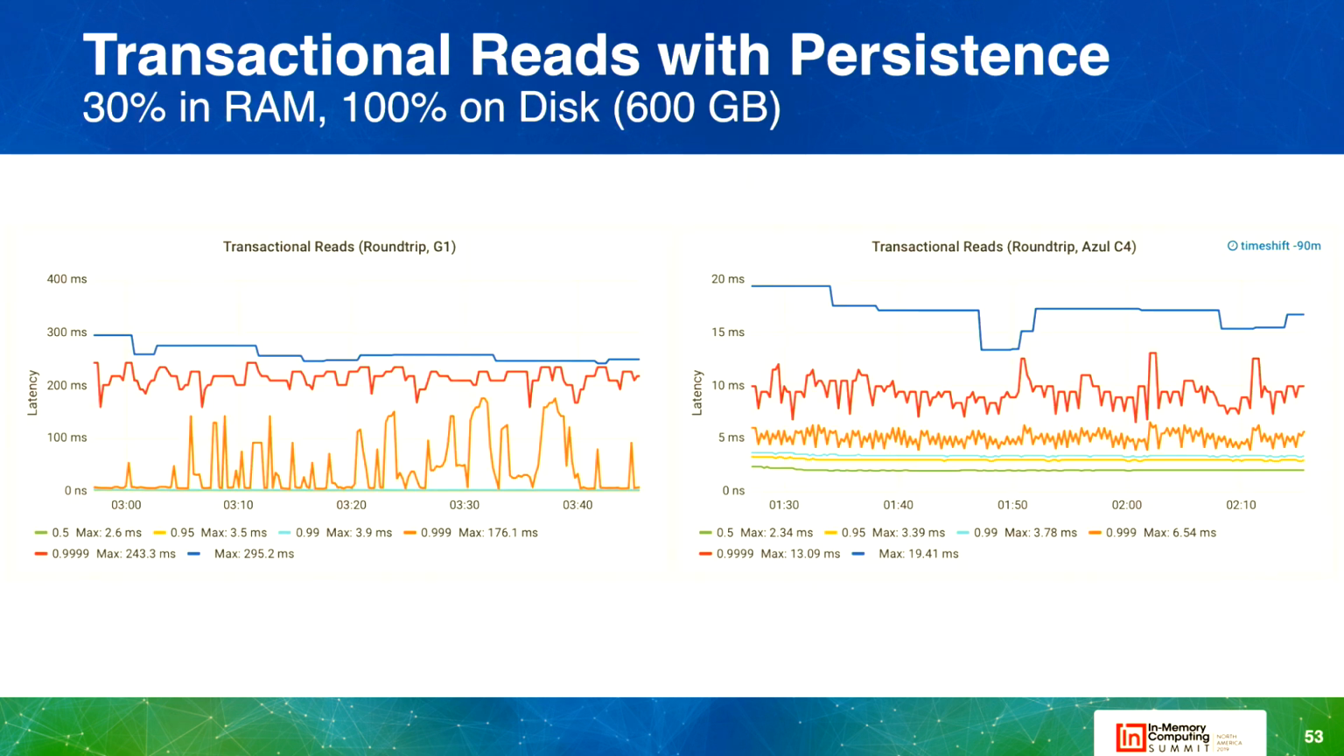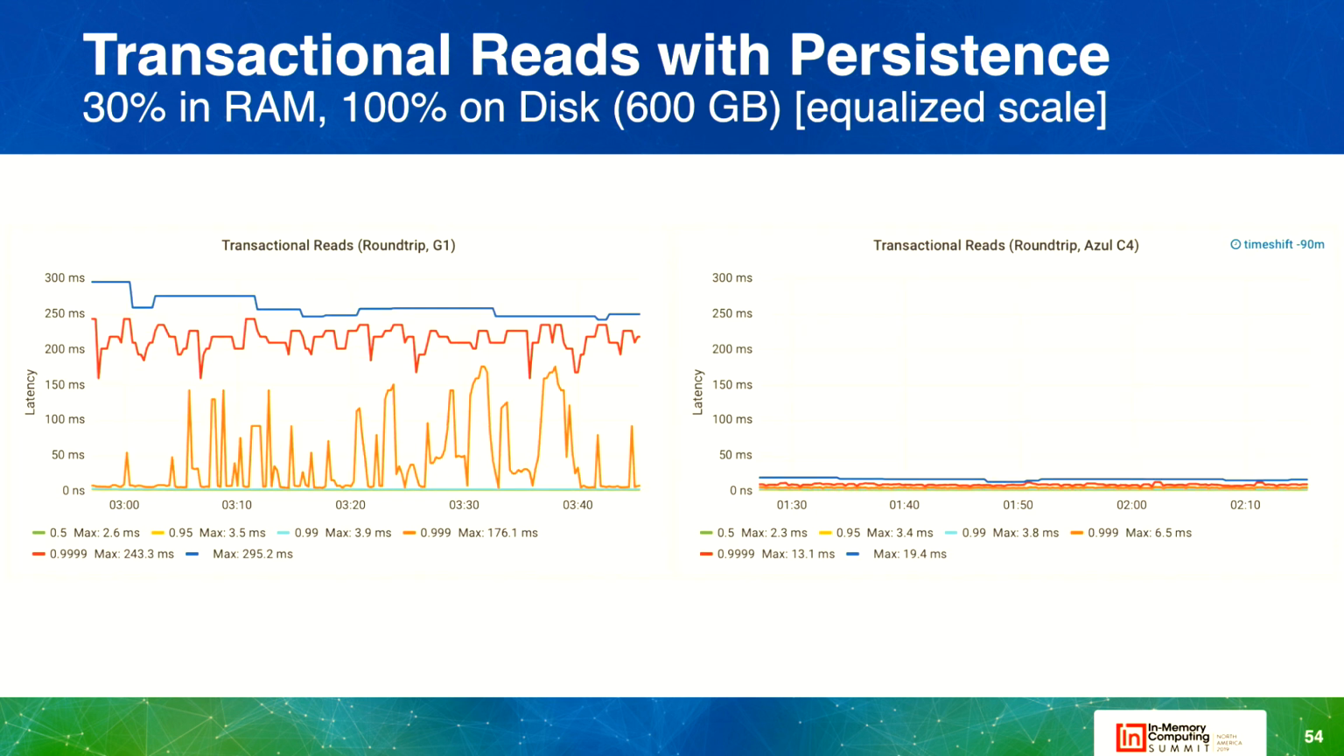In this benchmark, for instance, we decided to take the same 3 nodes cluster, but instead of 200 gigabytes, we preloaded 600 gigabytes. Also, now we store only 30% of data in memory, which means that most of the time, whenever you do transactional reads, the cluster nodes will go to disk and read the data from disk. And that's how the benchmark looks. If, again, we equalize the scale, this is how it looks in real.